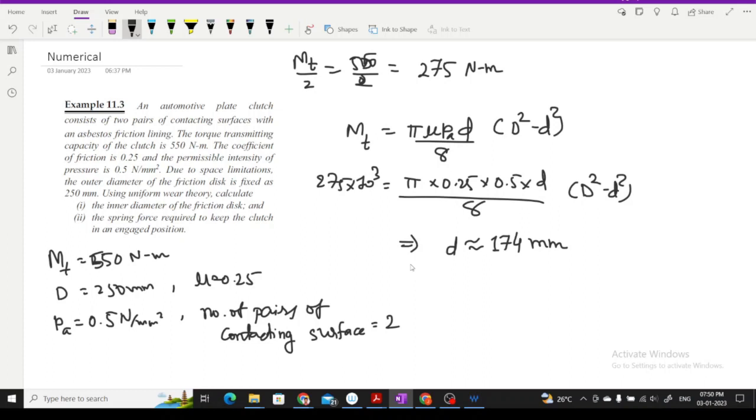Anyone got the answer? It is there, right? Directly in your scientific calculator. Or you can even put this 174 once you generate that cubic equation, and you can check whether it is satisfying it or not.